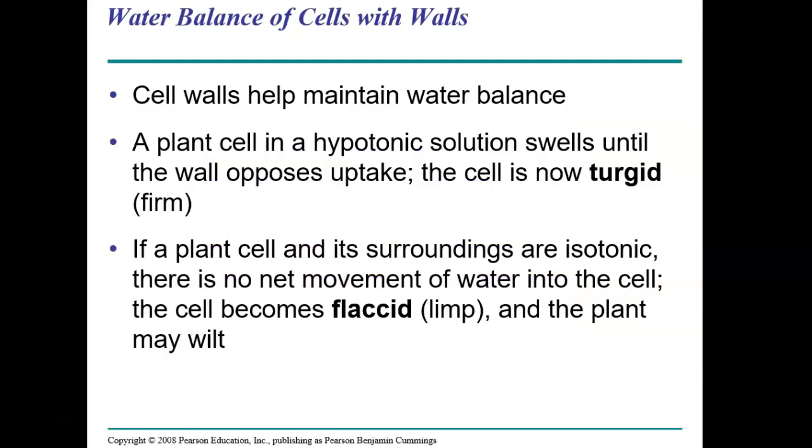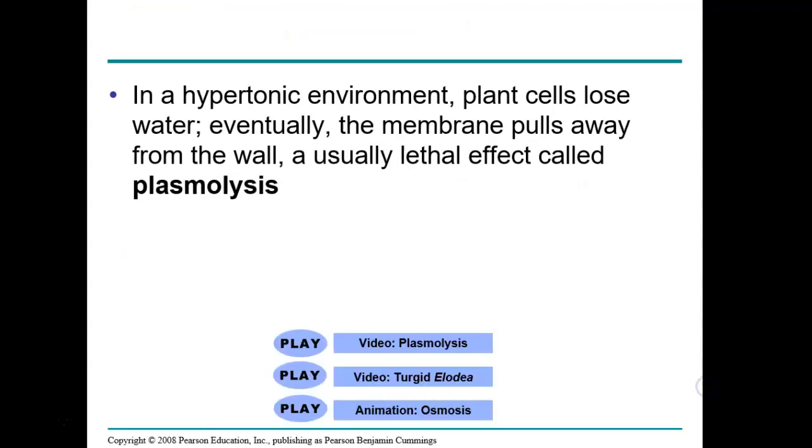As we talked about before, cell walls are going to help maintain the water balance within a plant cell. As it's hypotonic, it's getting what we call turgid, so it's really going to be nice and firm, whereas if it's isotonic, or in this case hypertonic, it's going to go flaccid or limp.